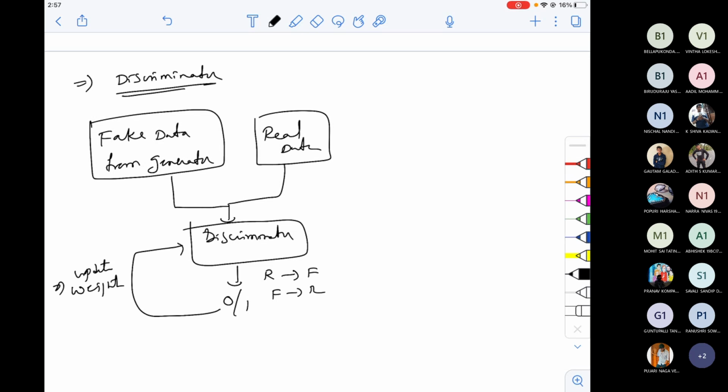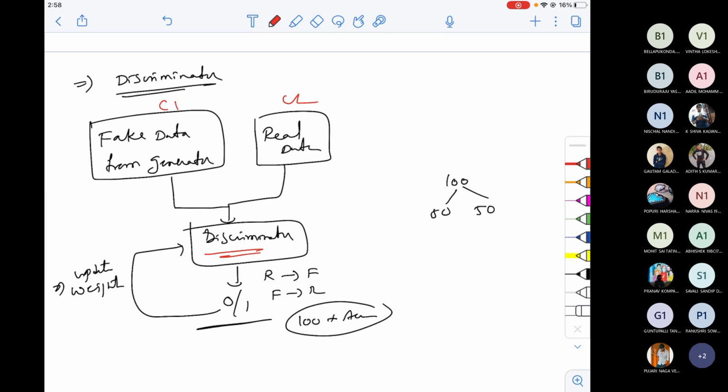Maybe I passed 100 images, out of which 50 are fake and 50 are real. So if the discriminator could classify 50 of them as fake and 50 of them as real, that means the discriminator performed with 100% accuracy. It's like regular classification only. It's nothing great here. I just pass two classes of images, class 1 and class 2 images, and I just want to see whether the discriminator, just a CNN, can classify all those from individual classes or not.